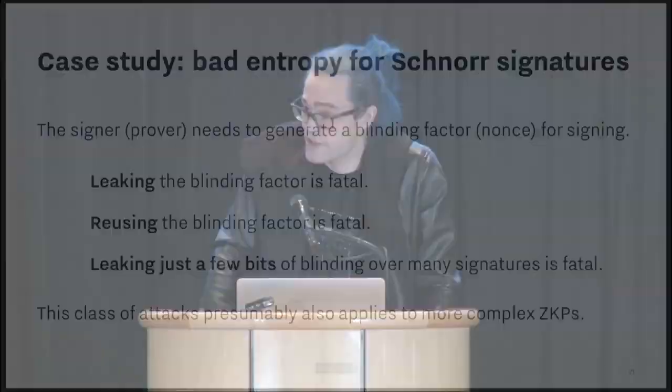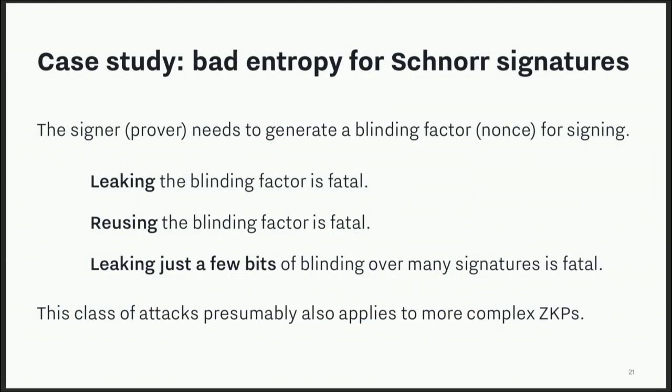So that's pretty cool. And hopefully that sounds like a fun thing. But there's one more thing that this lets you do. And in order to tell you about that, I'll give you a little context on bad entropy for Schnorr signatures. So in Schnorr signatures, you have a signer, which is kind of like a prover. And at some point, they have to generate a nonce, which is used as a blinding factor.